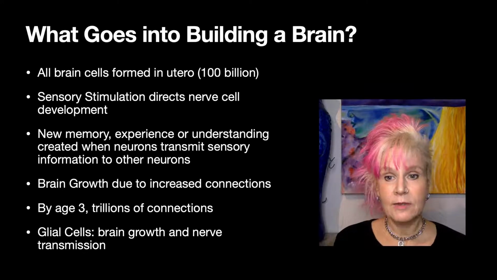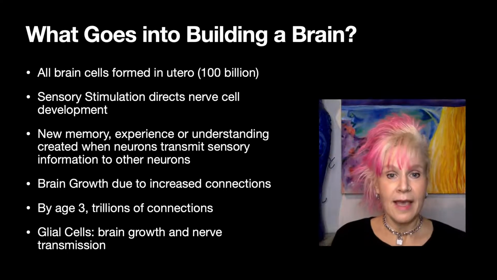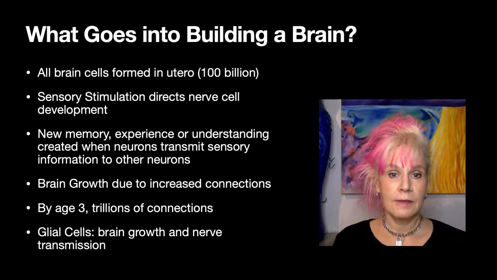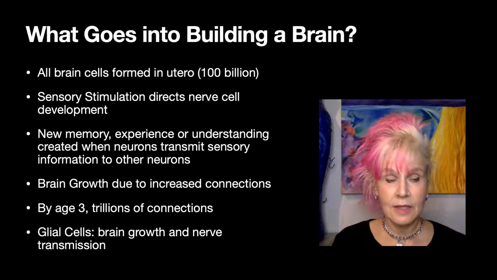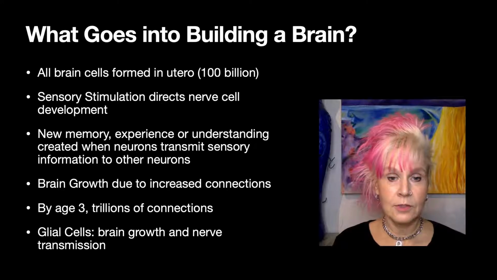So when brain cells or neurons are stimulated by all those sensations, they're going to transmit the information to other nerve cells. And then that's going to create a new memory, experience, understanding. Something is going to happen. It's like, oh, something is going on. And this brain growth that babies get is due to those increases in connections. So by age 3, there are trillions of connections, and that is really what builds a brain to develop and function at a higher level.